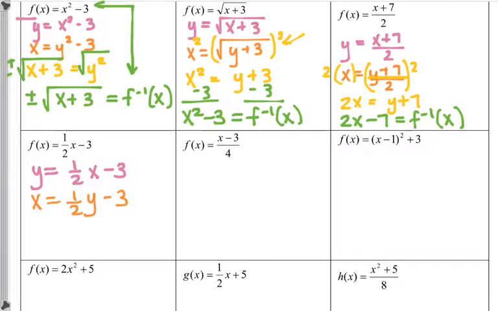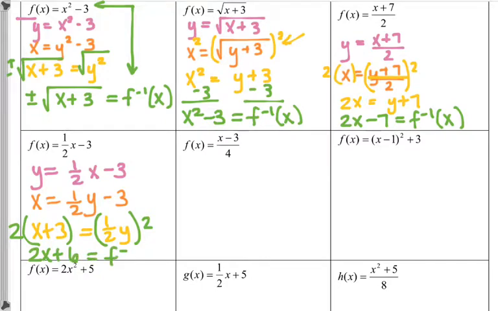So in this one, I'm going to add 3 to both sides, giving me x plus 3 equals 1/2 y. And then to undo the multiplication by 1/2, I can either divide by 1/2 or multiply by the reciprocal, which is 2. So you can write this as y equals 2 times x plus 3 in parentheses, or you can write it as 2x plus 6 equals f inverse of x.